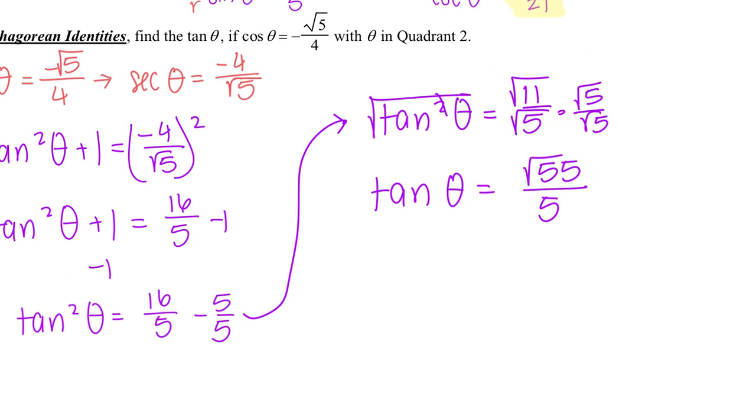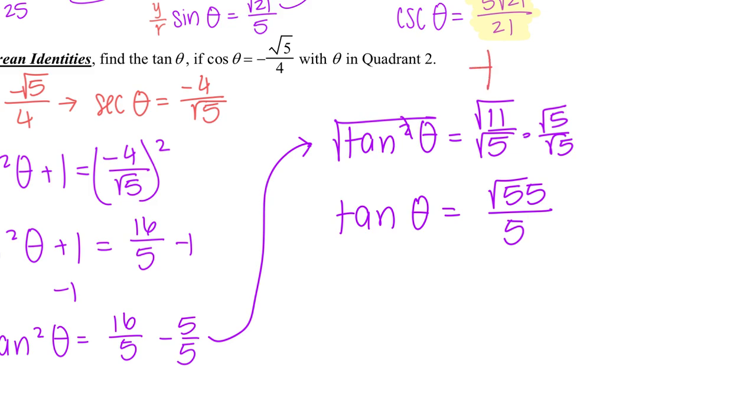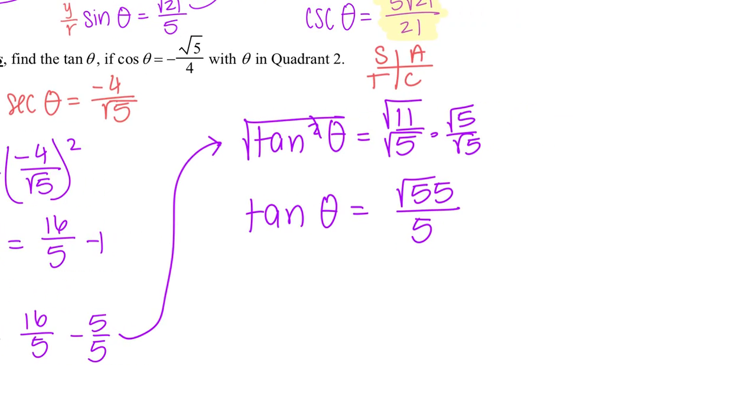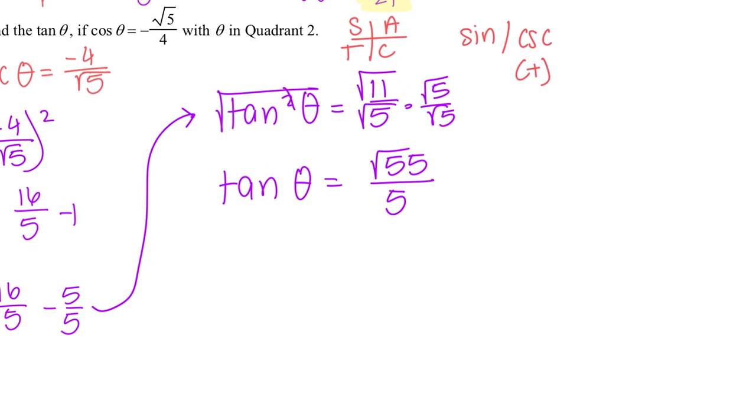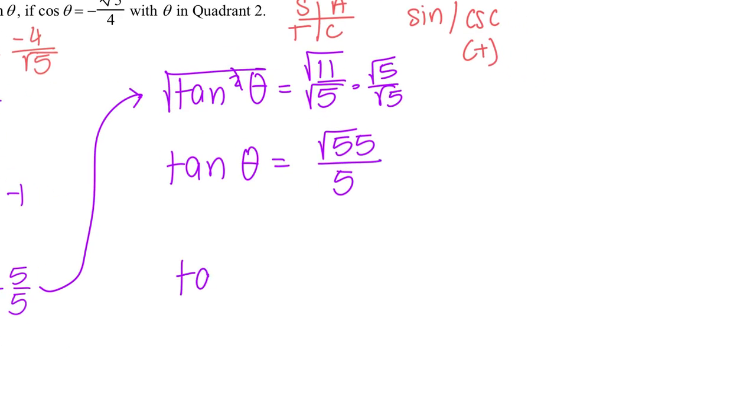over 5. Now, quadrant 2. All students take calculus. And quadrant 2 again, the only ones that can be positive are sine and cosecant. This is not one of those. So my answer is going to be tan theta equals negative square root 55 over 5, and that's my answer.